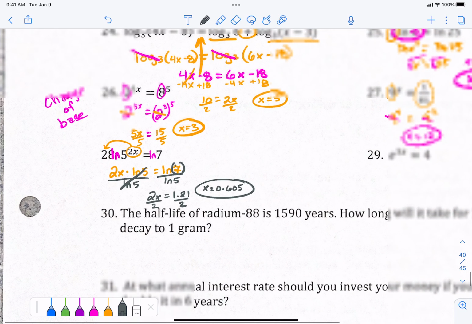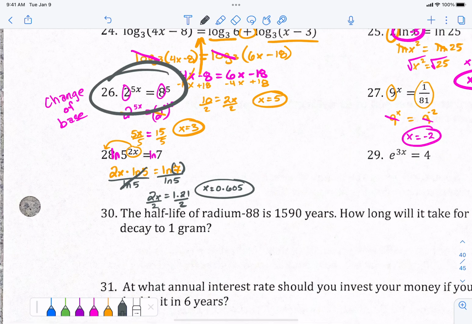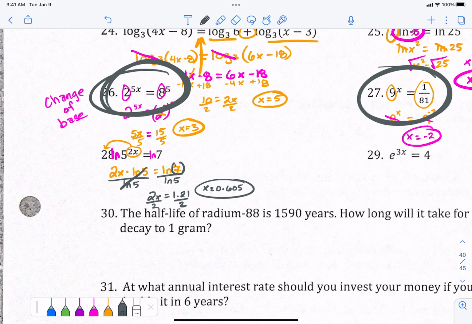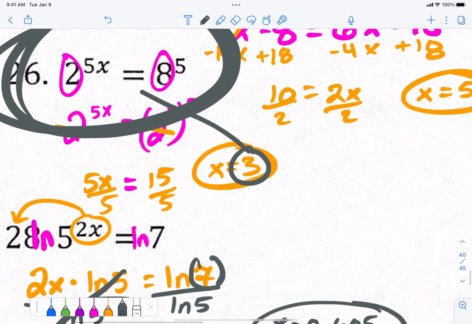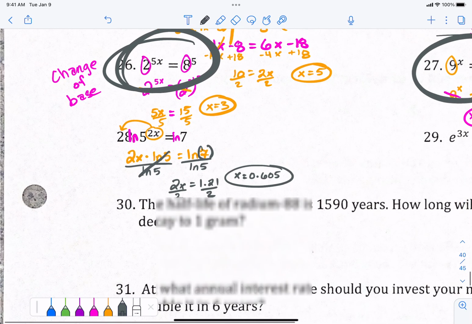Now, could you have logged both sides on this problem and on this problem? Yes, sure. You would have probably had longer steps, but you would still have gotten the right answer. It's just easier to do the change of base. If you're wanting to check your answer, I would first plug the 3 back in for x. I wouldn't even check my answer using a log, but you could ln both sides.